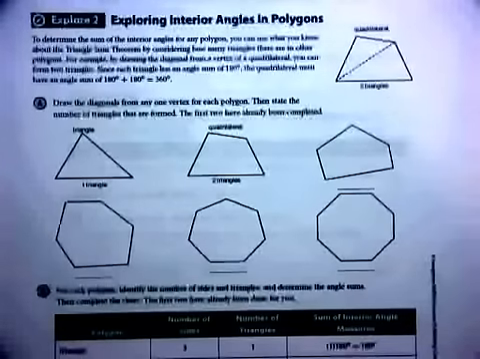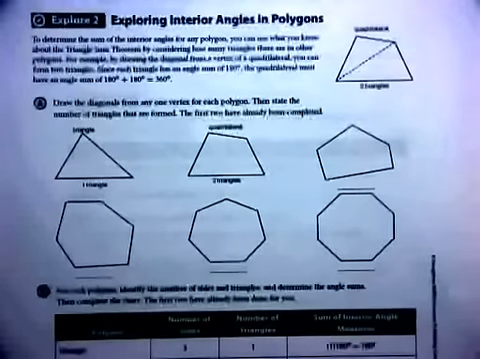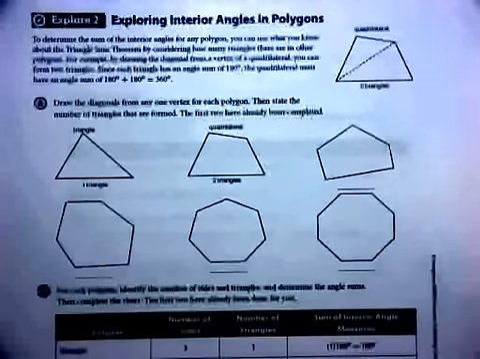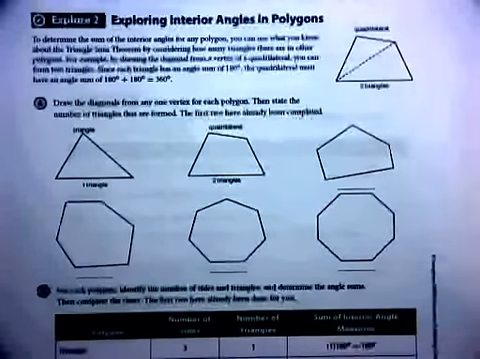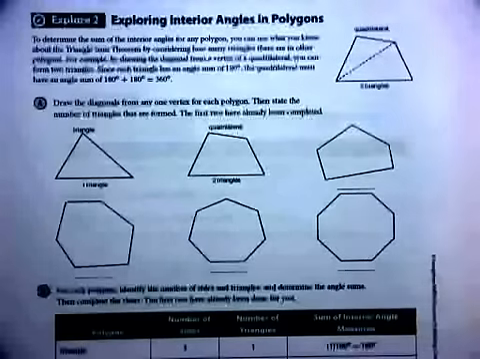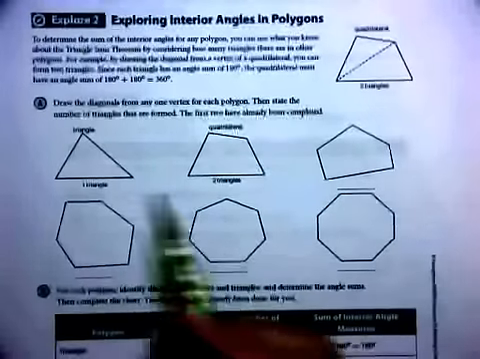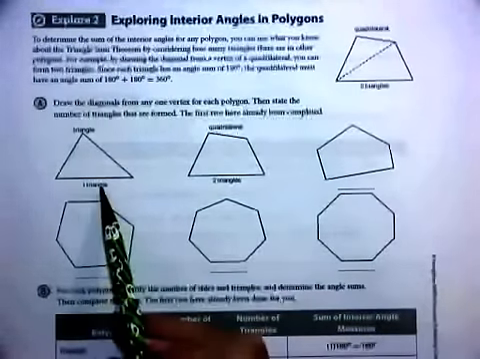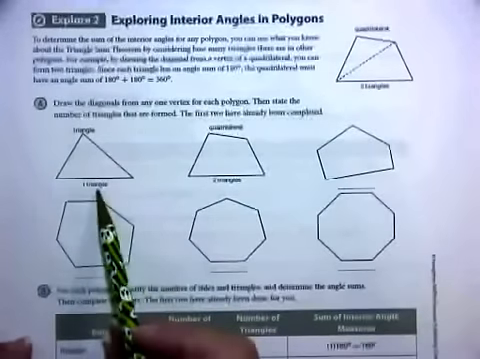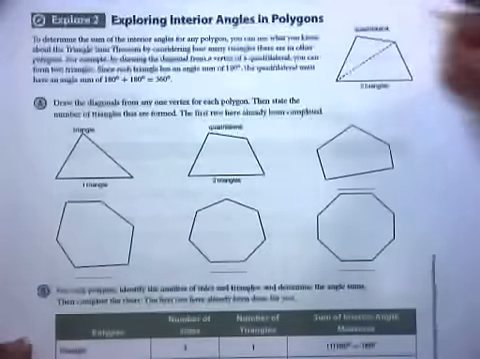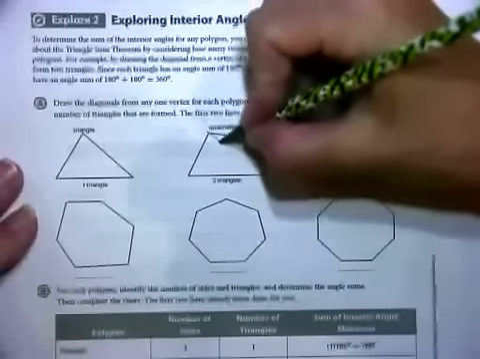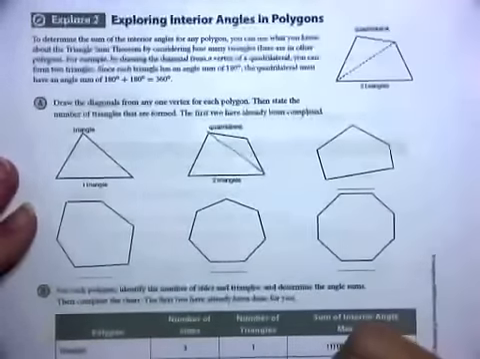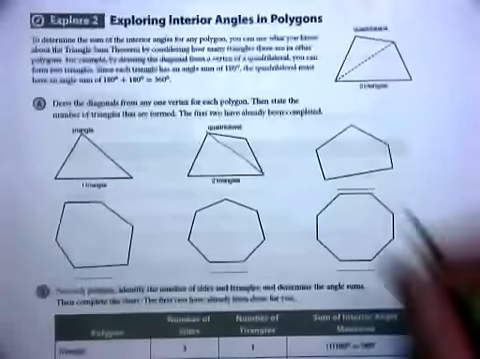In this next explore activity, we're talking a little bit more about the angles of different polygons. And again, if you were here on Monday, then you did this activity without even realizing it. If I have one triangle, well, then I only have one triangle. But if I have a quadrilateral and I draw the diagonals from one vertex, I can break this quadrilateral into 2 triangles.